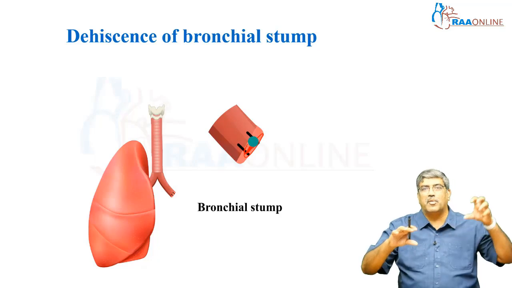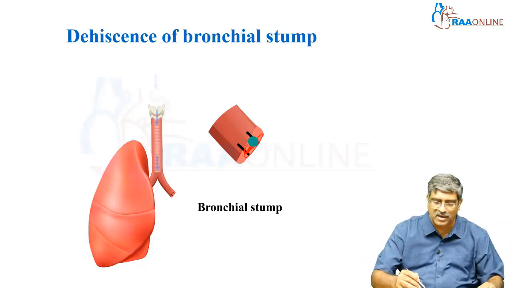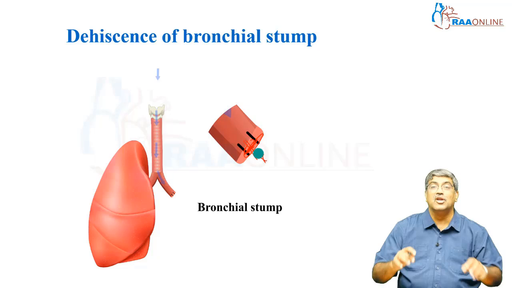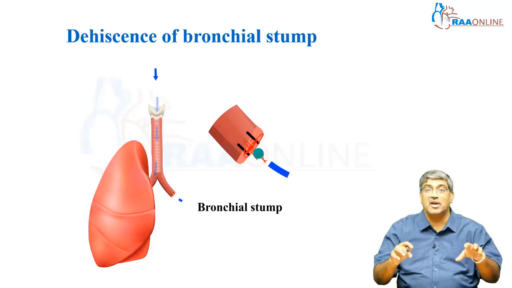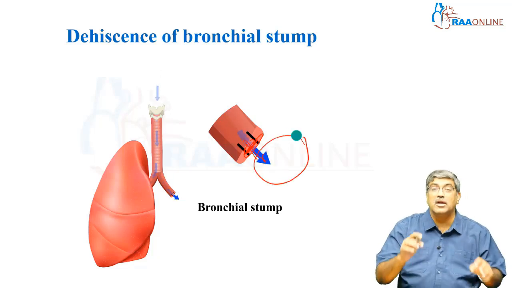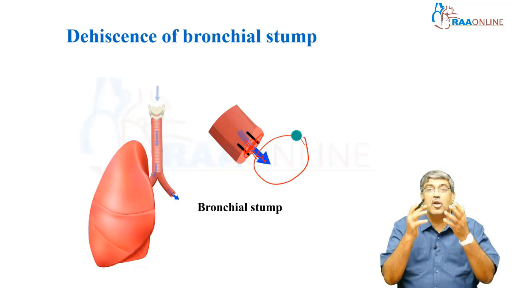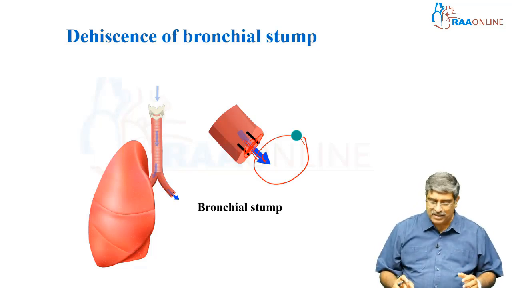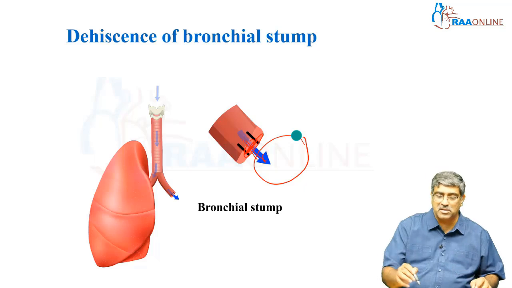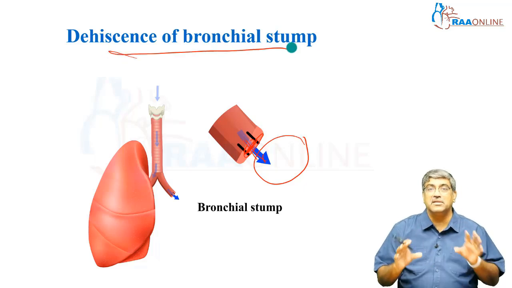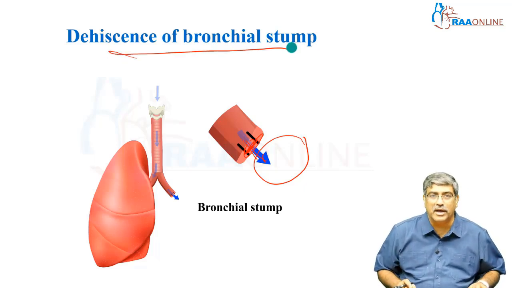It may not be sutured properly, or if you give positive pressure ventilation, the air might come through it. So there can be dehiscence and a fistula can happen and this can lead to dangerous hypoxia and you may not be able to maintain the ventilation. That is very important. Dehiscence of the bronchial stump is a very dangerous complication following pneumonectomy.